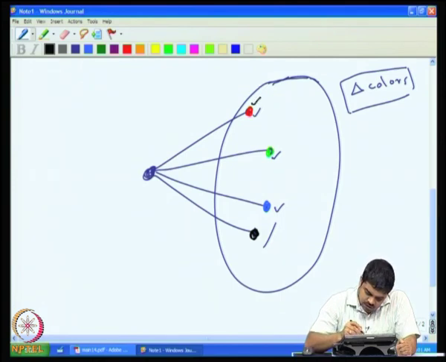Now the next argument we did was, suppose we consider the connected components. If we consider the induced subgraph on the vertices which are colored either red or green, right?